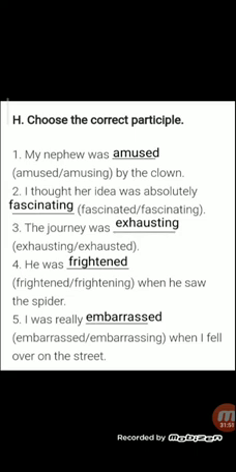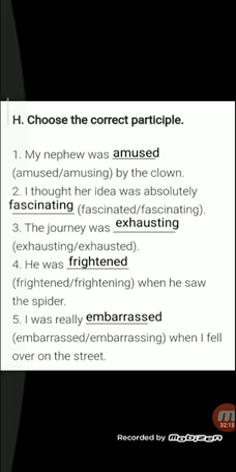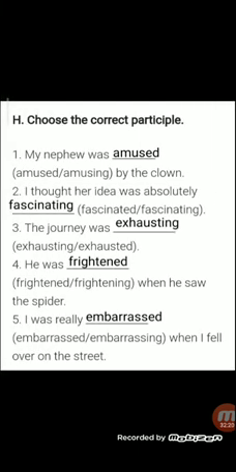He was frightened when he saw the spider. Frightening आएगा. आप लगा के देखो. It doesn't sound good, no? So sometimes participles are very important when you are using your grammar. Okay? Now, I was really embarrassed when I fell over in the street. Embarrassing? No. Embarrassed is the right word. Okay? Now, children, that's all for the day.